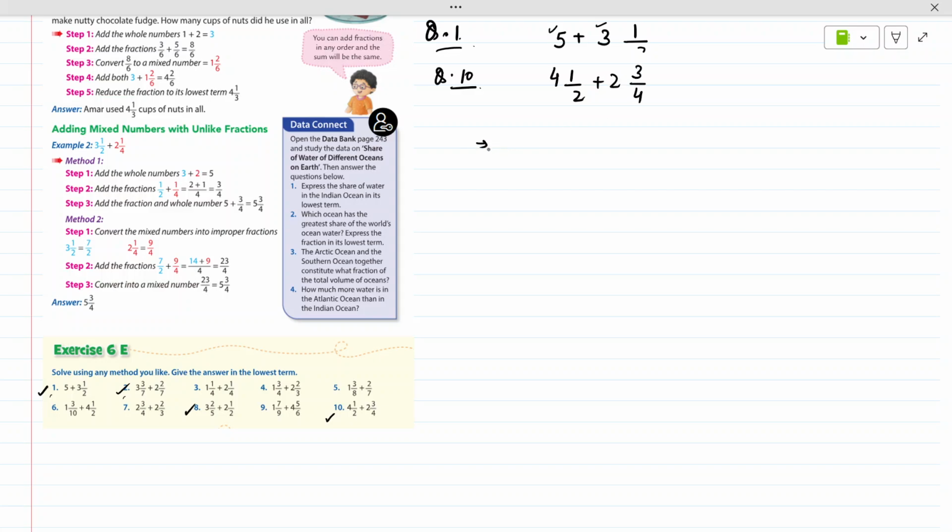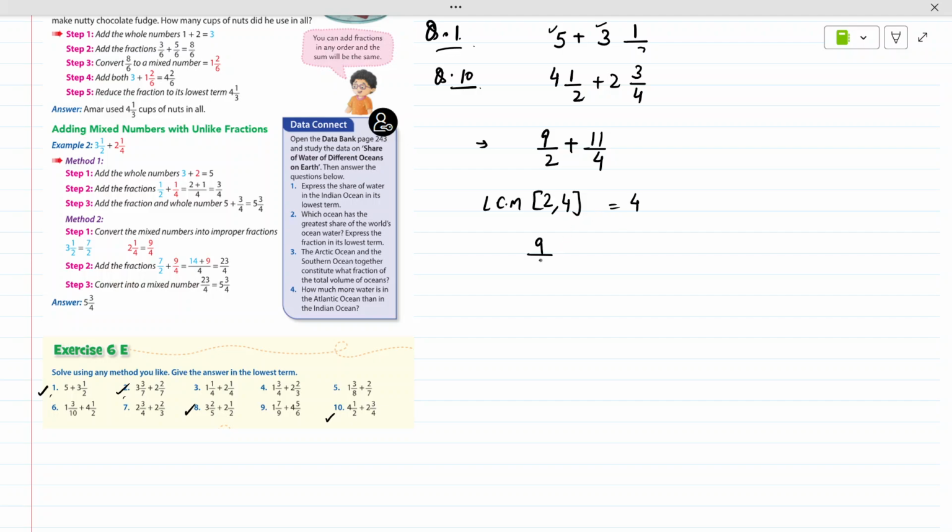Let us change to the improper fractions. This is 2 into 4 is 8 plus 1, 9 by 2. Second one is 4 into 2 is 8 plus 3, 11 by 4. Okay, and these are unlike fractions, so we have to take the LCM of 2 and 4. So kids, the LCM of 2 and 4 will be 4.